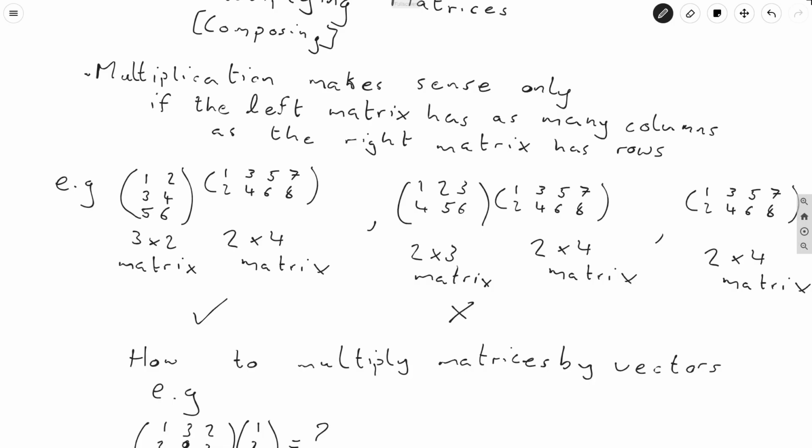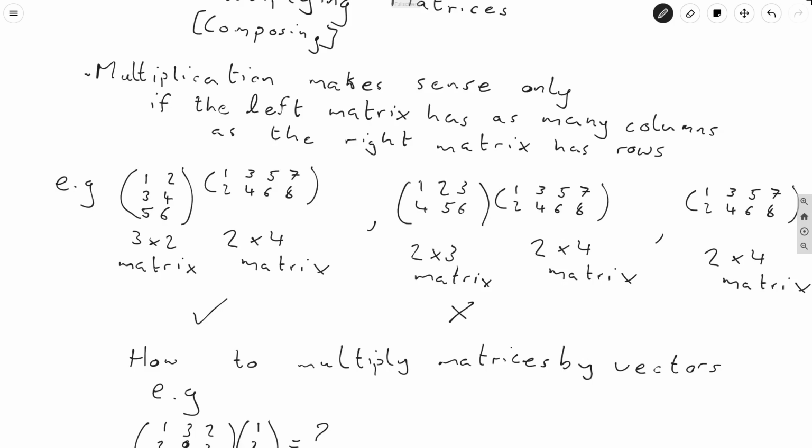Contrast this with this example over here. This is a 2 by 3 matrix. That's to say it has 2 rows and 3 columns. And this matrix over here has, it's the same matrix over here again, actually. It's got 2 rows and 4 columns. So matrix multiplication doesn't make sense here because this has 3 columns, but this only has 2 rows.